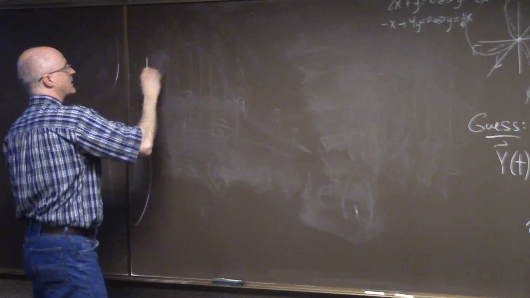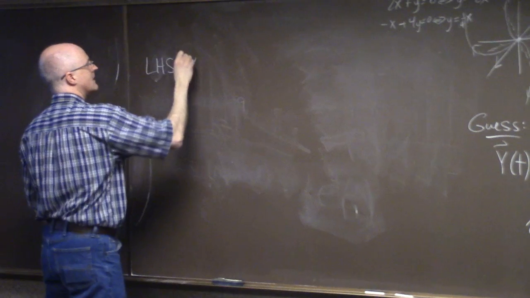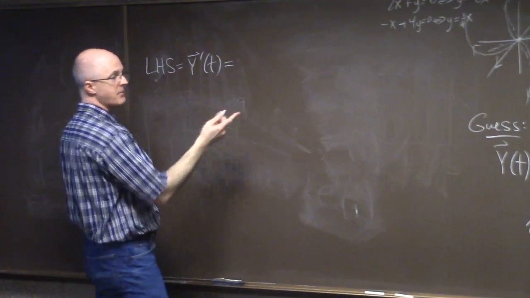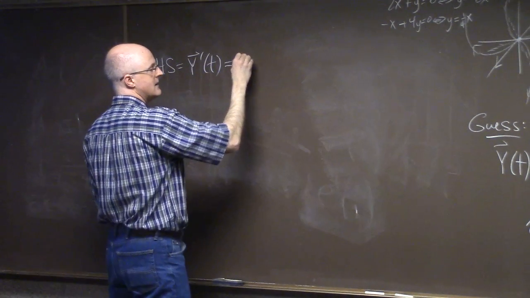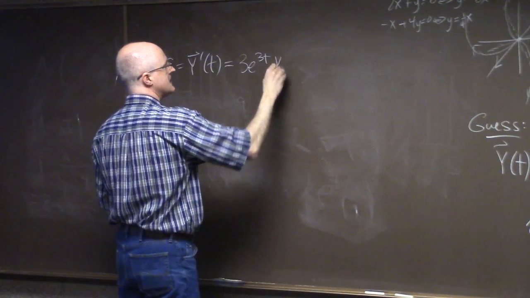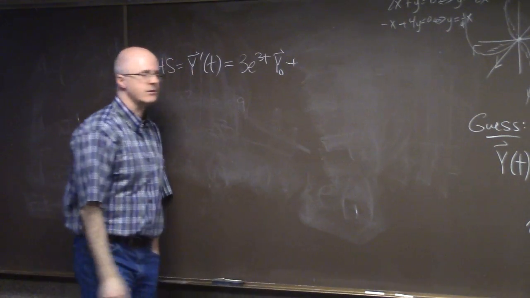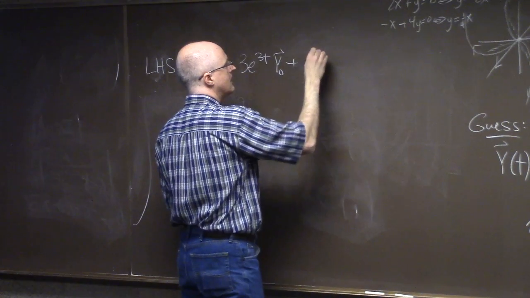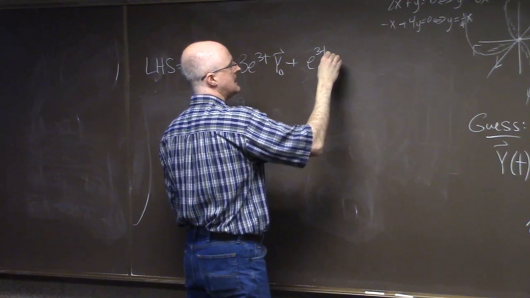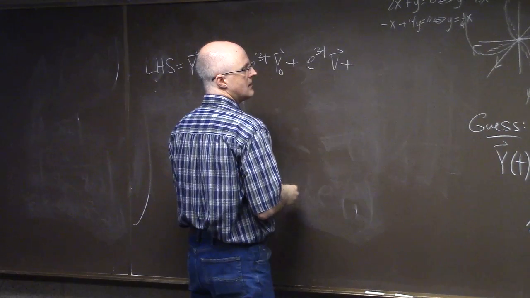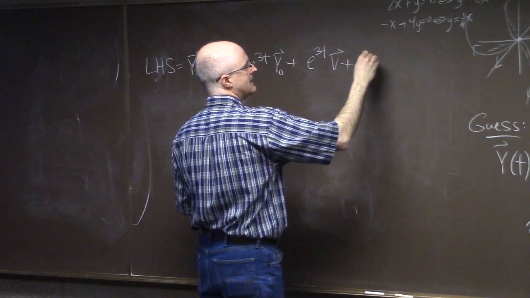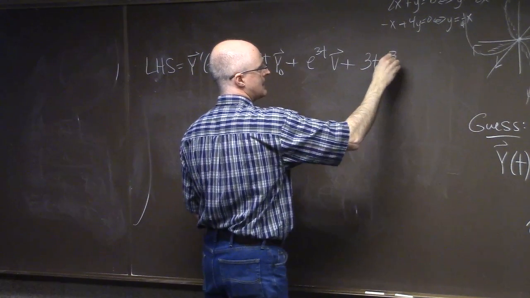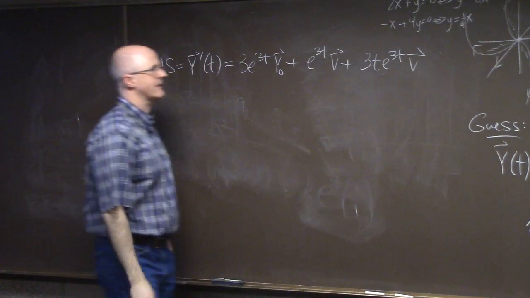Well, the left-hand side, when you substitute, find y prime by the chain rule and the product rule, is going to give you 3e to the 3t y0. Chain rule for the first term. The second term, I need the product rule. Differentiate the t and get 1, 1 times e to the 3t times v. Plus, differentiate e to the 3t, get an extra factor of 3. Product rule.